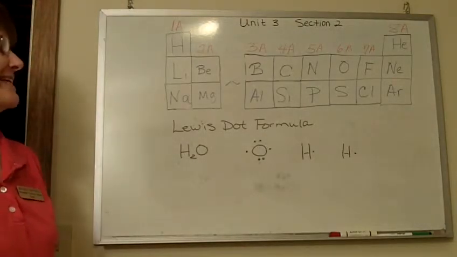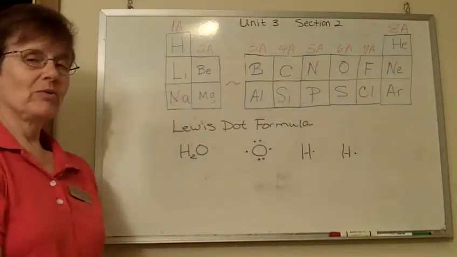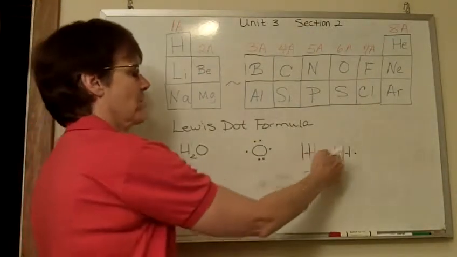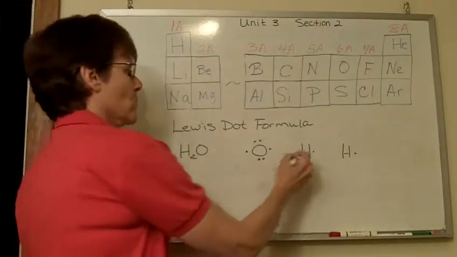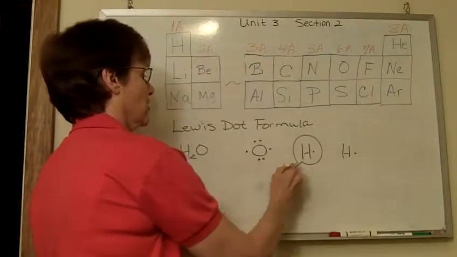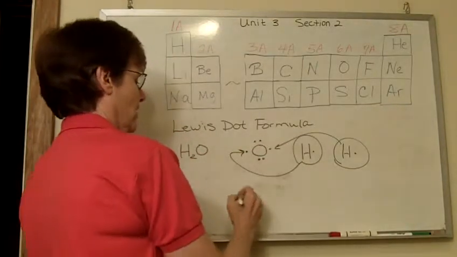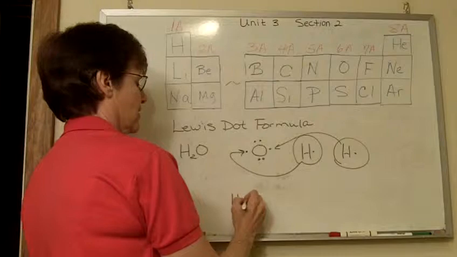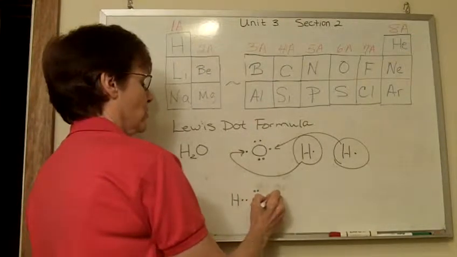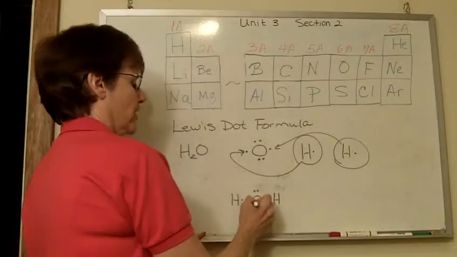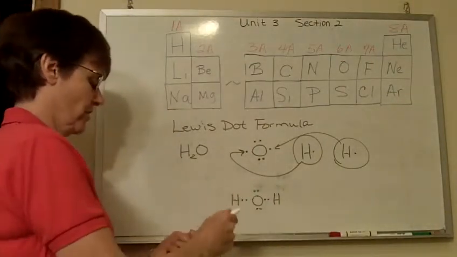And look what's happening here. So oxygen would like to share 2 more because it would really like to have 8. Each hydrogen wants to share 1. So very similar to what we did before. We'll take this hydrogen and bring it over here. Take this hydrogen and bring it over here. And we can write it like this. So oxygen has 2 pairs of electrons that it's not sharing and 2 pairs of electrons that it is sharing.